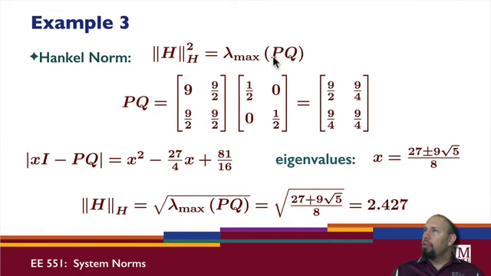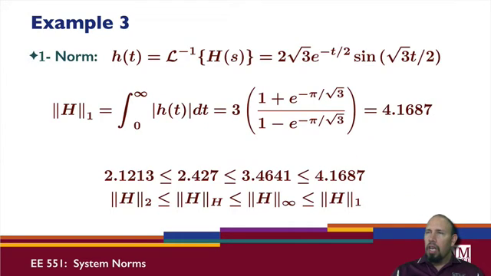For the Hankel norm, we would calculate the largest eigenvalue of this product, P times Q. So we multiply P times Q. This is what we get. We look for the eigenvalues. So here are the eigenvalues. I have plus and minus, and I use the plus version. And so that's the norm squared. I take the square root and I get this expression, 2.427.